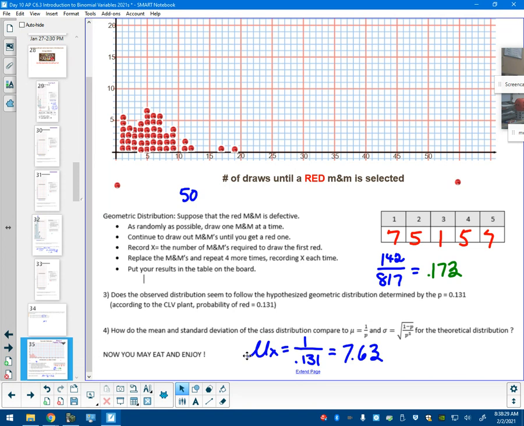Fives went up to 7. 6s and 7s went up to 6. Eights went up to 3. 9s went up to 4. 10s weren't anything. 2 11s. 1 12. 13s, 14s, 15s, 16s. 18s.